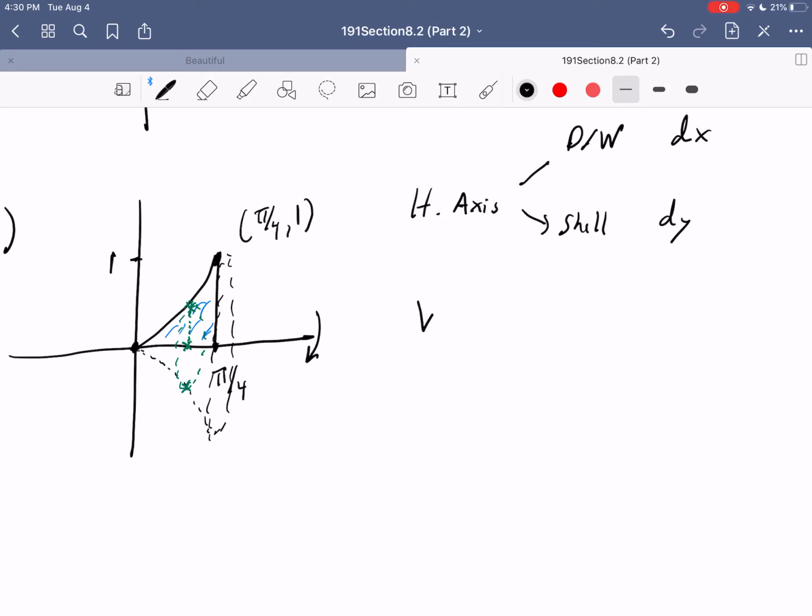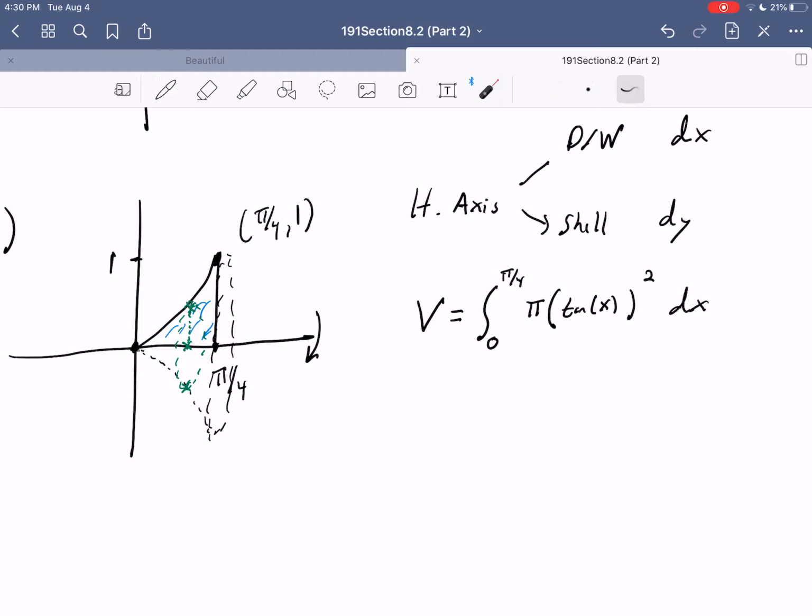Well, our volume is going to be the integral. We can make those selections from 0 to pi over 4. Then we'd have pi, and then we'd have to have our radius, which is going to be our function. So tan x squared dx.